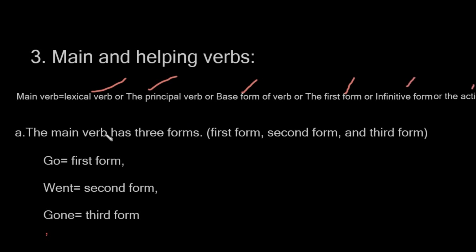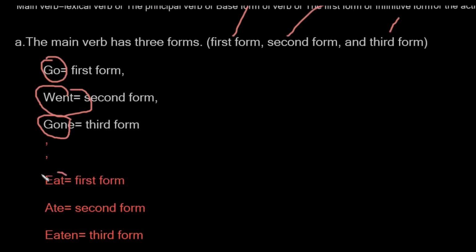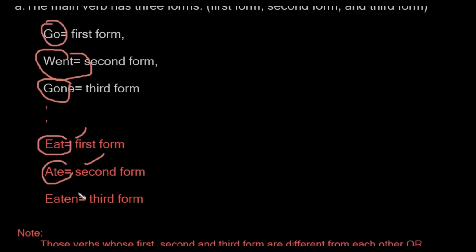The main verb has three forms. It is obvious that every verb has three forms: the first, second, and third form. So go is the base form of the verb, went is the second form, and gone is the third form. In the same way, we have eat, the first form, ate, the second form, and eaten, the third form.